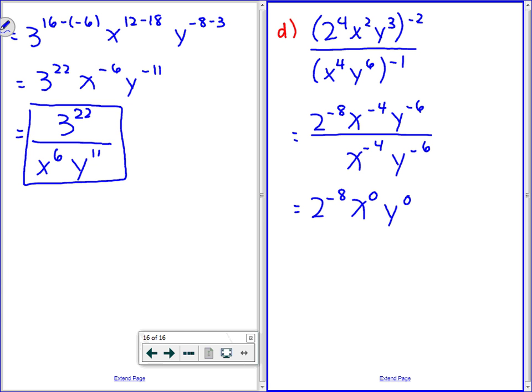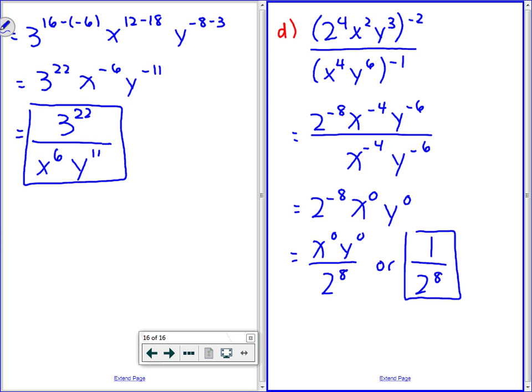I want to call you Natalie, is that correct? Natalie, what do we do with that -8? You can write it down. Very good. So you can either call that x to the 0, y to the 0, over 2 to the 8, or 1 over 2 to the 8. Either one of those is okay. Why is it okay to write it as 1 over 2 to the 8? Yes, because the exponent of 0 is always 1. Very good.